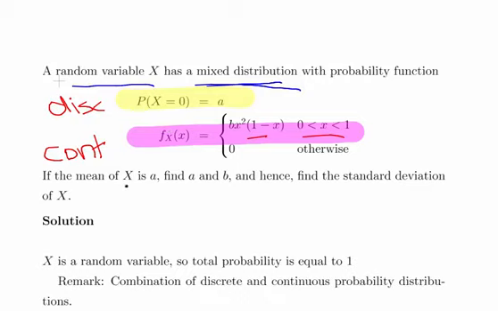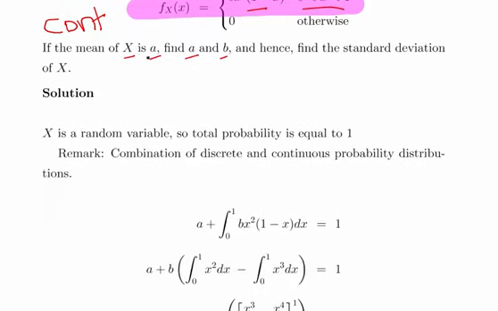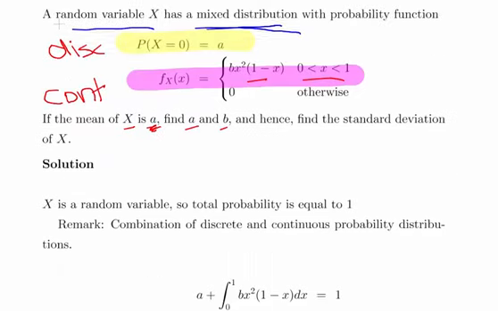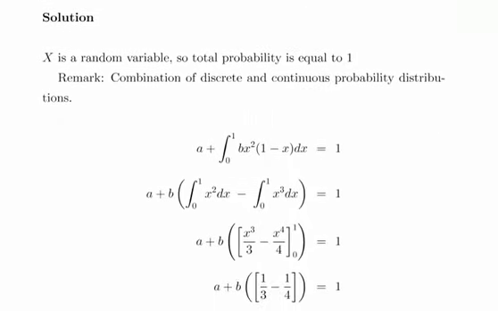If the mean of x is a, find a and b, and hence the standard deviation of x. Now, this just happens to have the same value as the probability value above, so just to make life easy for ourselves, really.